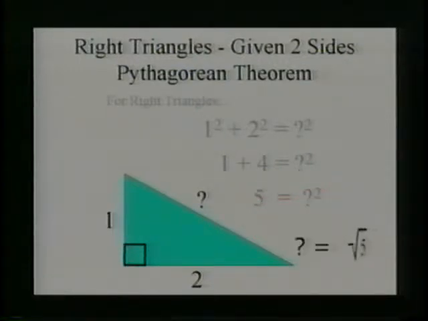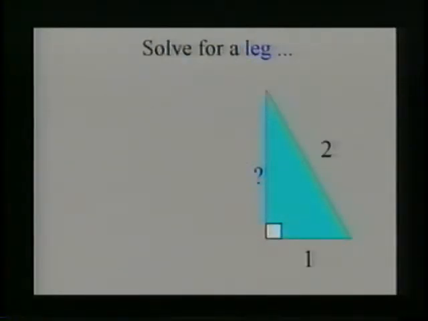Well, what's the hypotenuse going to be then? Whatever number multiplied by itself is 5, or the square root of 5. It's going to be some number between 2 and 3, which your calculator could figure out for you. So that's how we can solve given two sides of a right triangle. Now, what if we want to find a leg? Last time we wanted to find the hypotenuse.